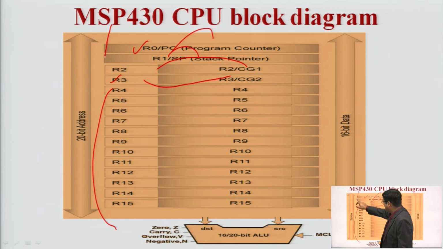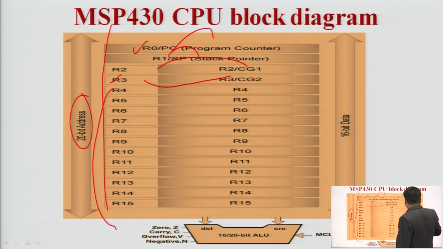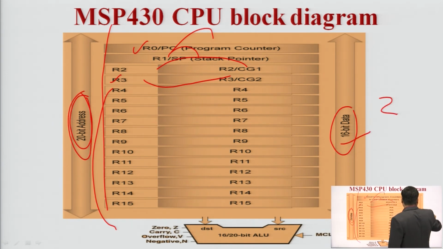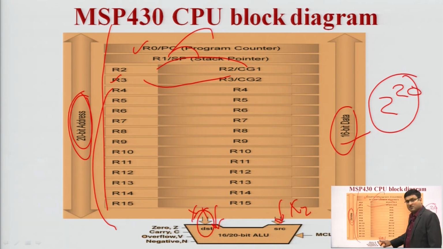Each register has a 20 bit address and 16 bit data. We have seen that the MSP430 has a 16 bit data bus and a 20 bit address bus, so its address capability is 2 to the power 20. If we are doing some operation, the result is stored in the registers, and these values are further provided to the ALU. Two values are provided, x1 and x2: x1 is the destination and x2 represents the source. So there are two operands in the 16/20 bit ALU.